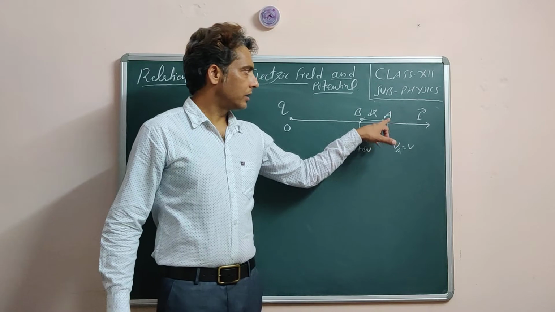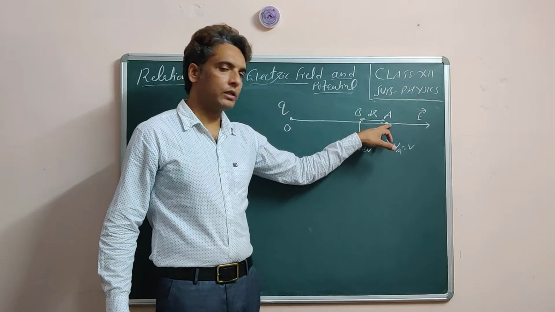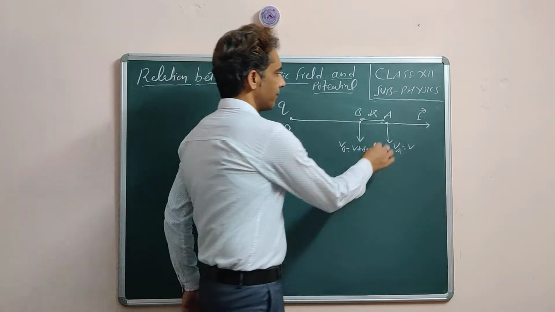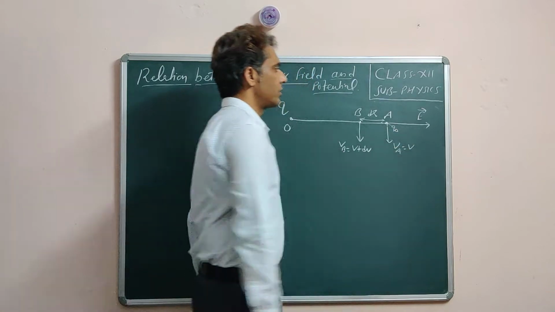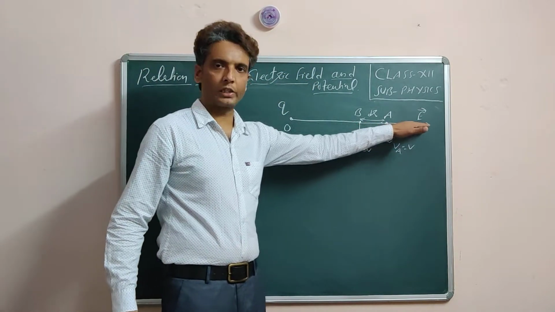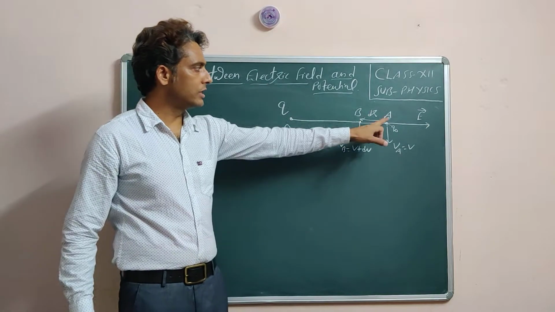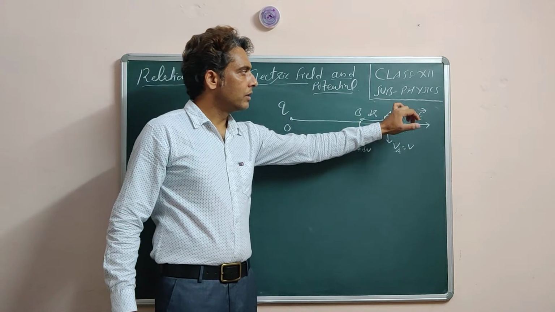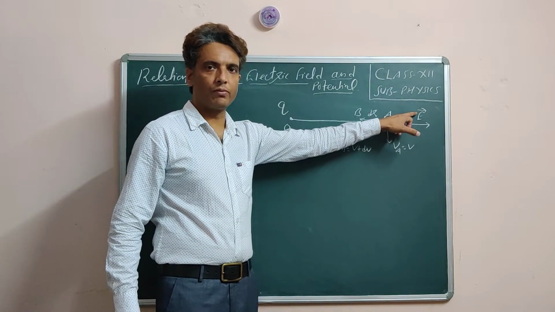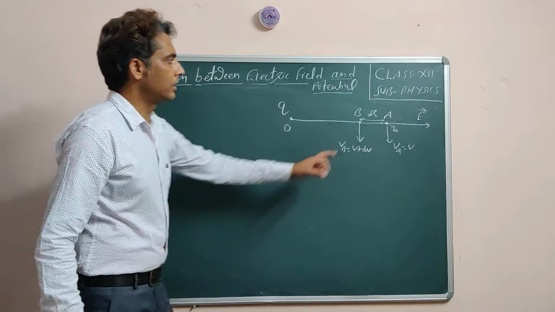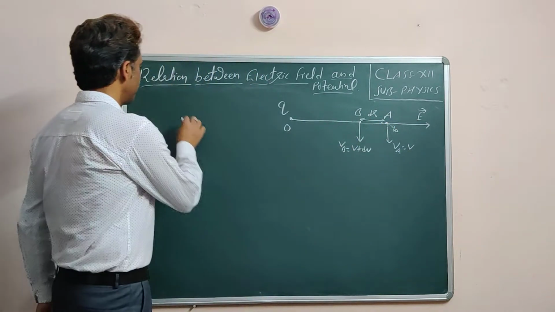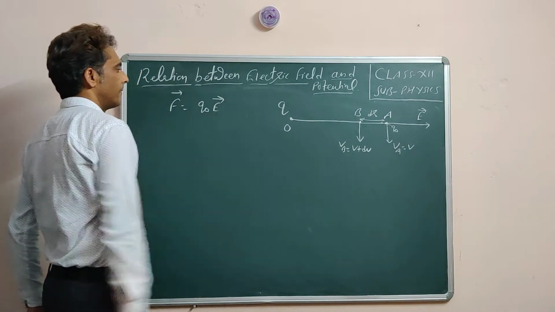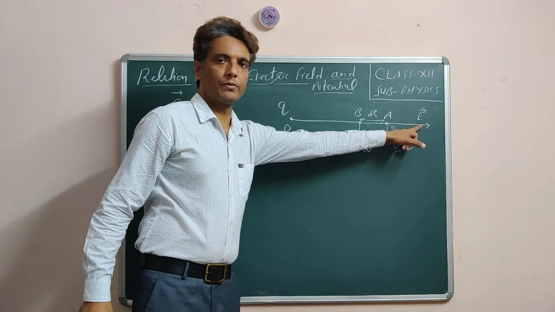Now if I place some test charge at this point, that test charge will experience force in the direction of electric field. So in order to move this test charge from A to B, we have to do some work against this force exerted by this electric field. So force exerted by this electric field on this test charge F is equal to Q naught E. This force is in the direction of electric field.